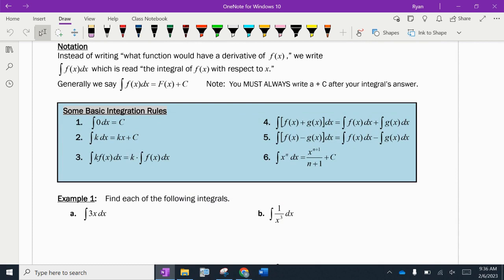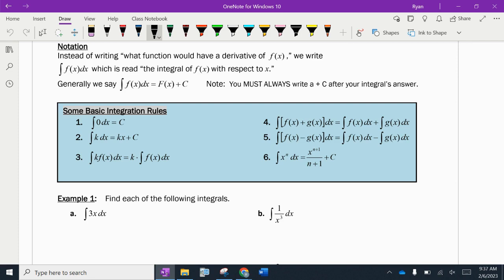So, basic integration rules. The integral of 0 is going to be just a constant. The integral of a constant is going to be, you're taking it up a power, kx plus c. I can factor a number out front. So if there's some constant multiplied by a function, I can push it out front. I can split up the different functions of the integrand, either with adding or subtracting. And one we're going to see quite a bit is the opposite of the power rule. If it is a power, I'm going to raise it by 1 and divide it by that new exponent.